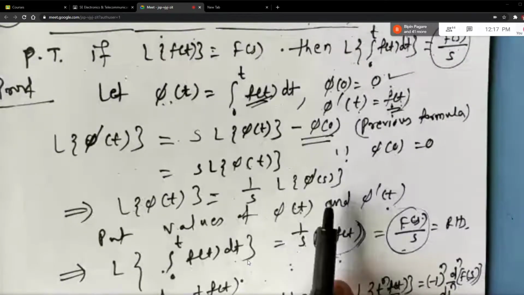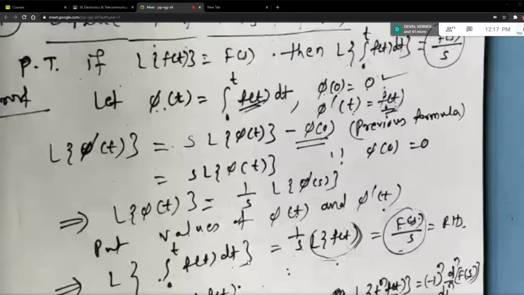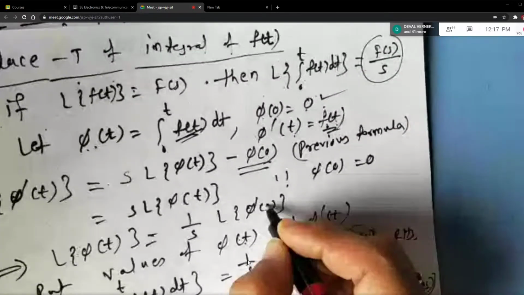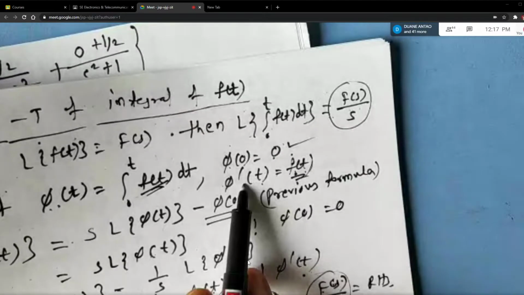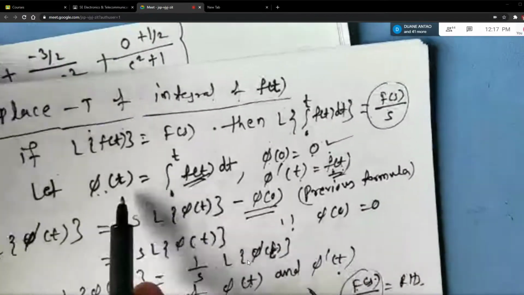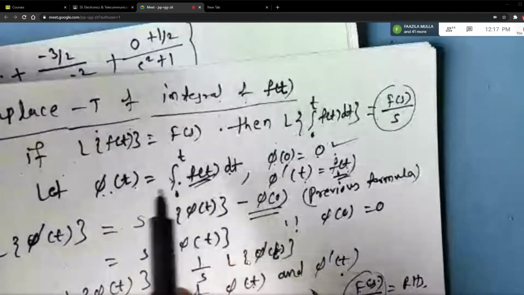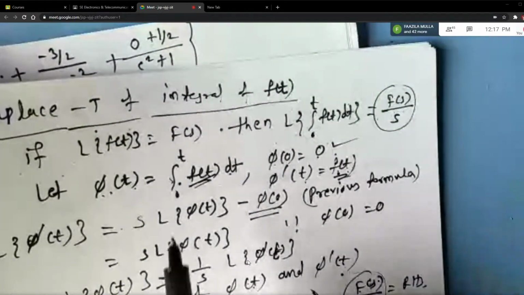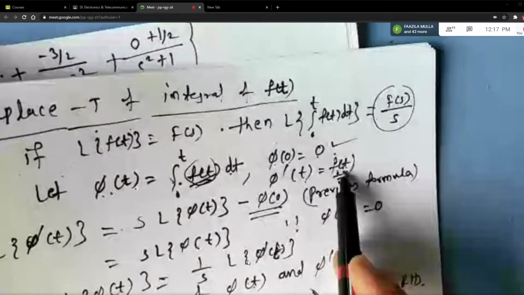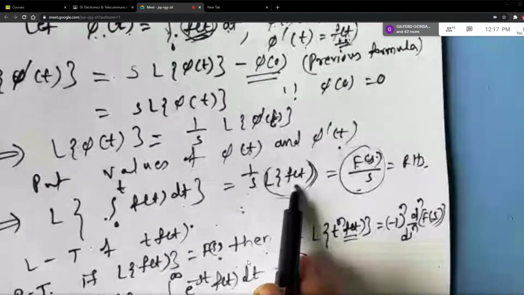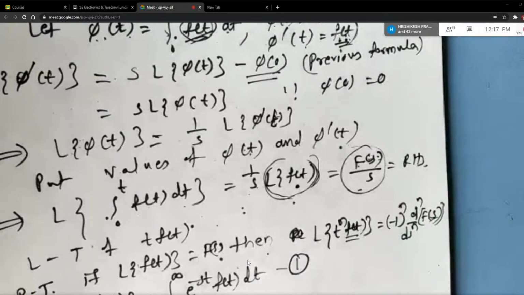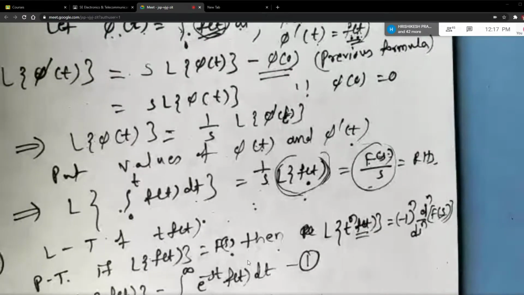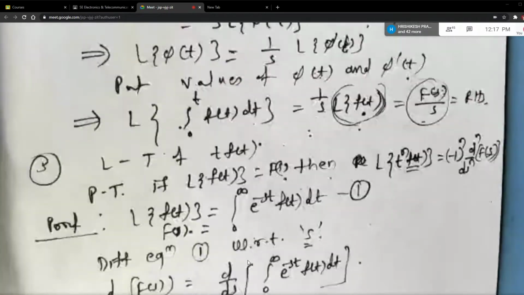And what is phi dash of t? This is phi dash of t. What is the substitution for phi dash of t here? That is f of t, right? Because when you differentiate an integral, the integral sign and differentiation get cancelled, and you get only the inside function. That's why it is f of t. So that f of t is coming here. But what is L of f of t? It is capital F of s. Okay? Okay.